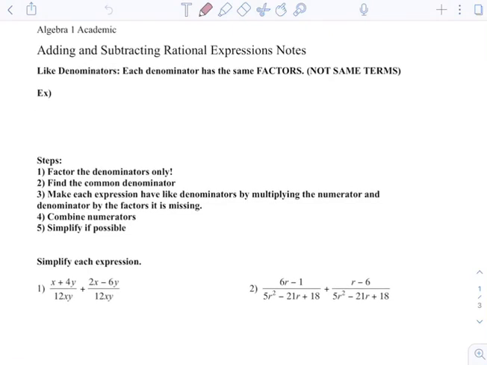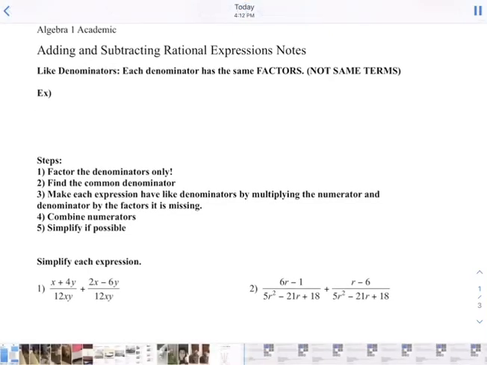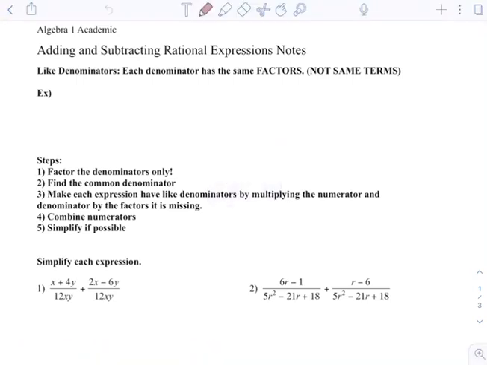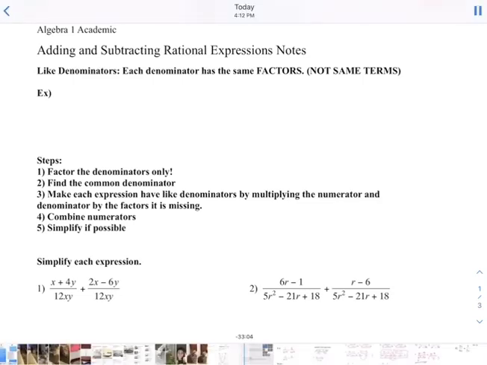Okay, adding and subtracting rational expressions. So adding and subtracting rational expressions is just adding fancy fractions.